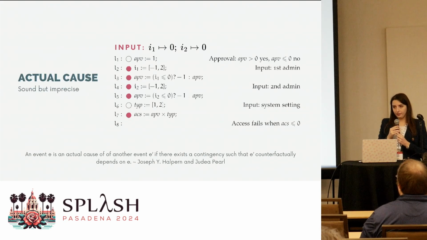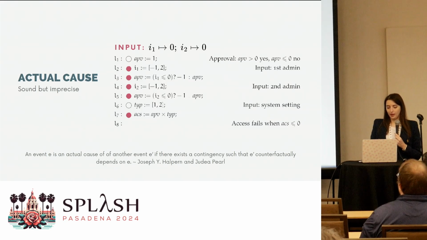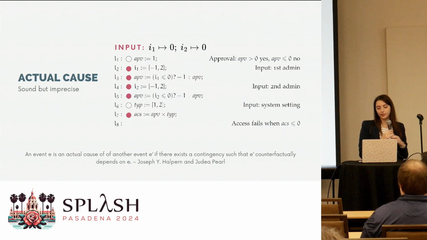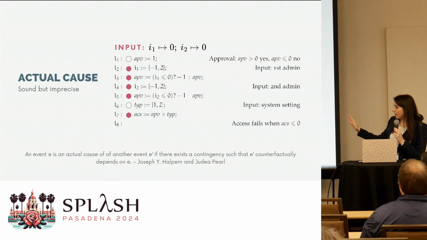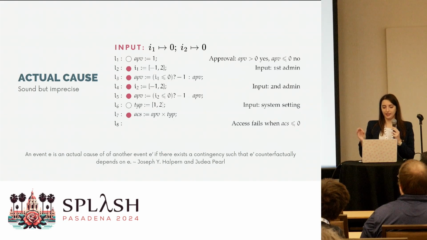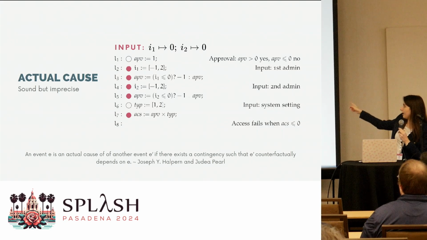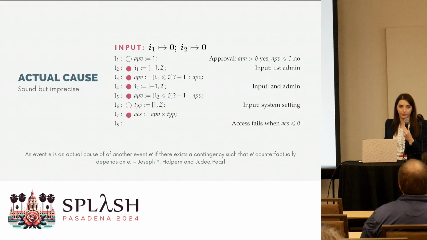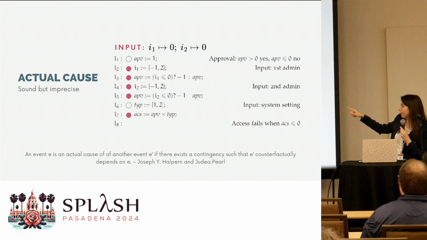Actual cause is a method from Halpern and Pearl that is based on the following principle. An event E is an actual cause of another event E' if there exists a contingency such that E' counterfactually depends on E. This method succeeds in eliminating completely determined inputs like APV that is assigned to 1, at program point 1, and TYP that is assigned to 1 or 2, that is input settings. But it fails to eliminate other completely determined entities like APV at program points L3 and L5.